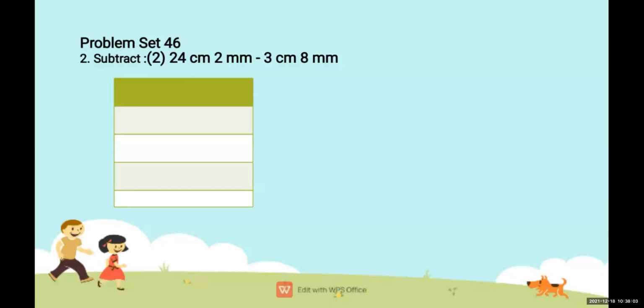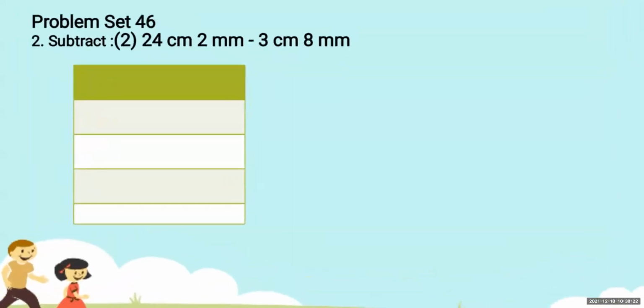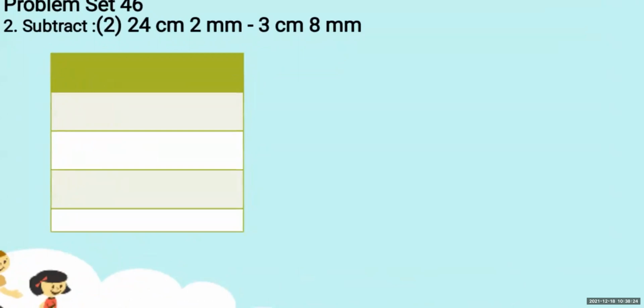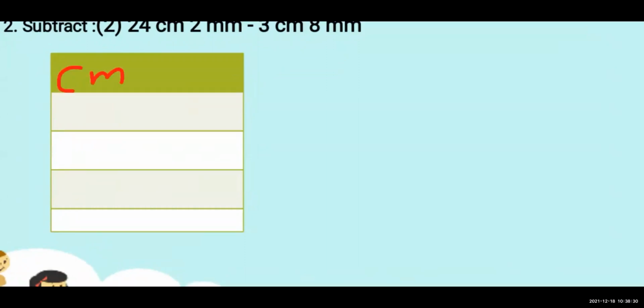Now second question, it is of centimeter and millimeter. Second question is 24 centimeter 2 millimeter minus 3 centimeter 8 millimeter. Now here the units are centimeter and millimeter. So we'll start with our sum. Now you people will tell me and I am going to write it down. Now here I'll write centimeter and millimeter.